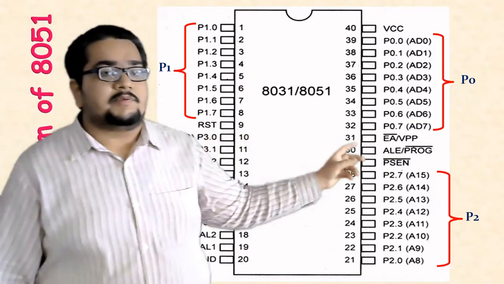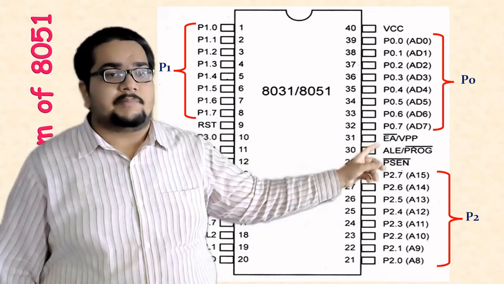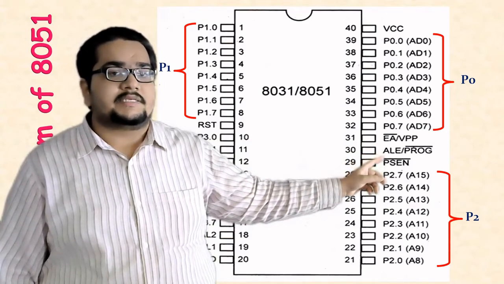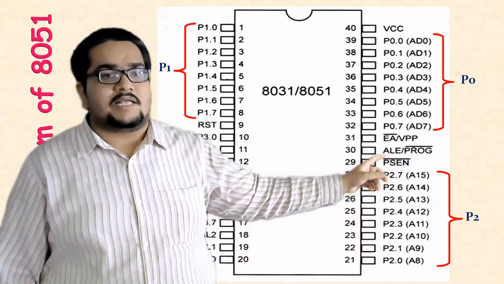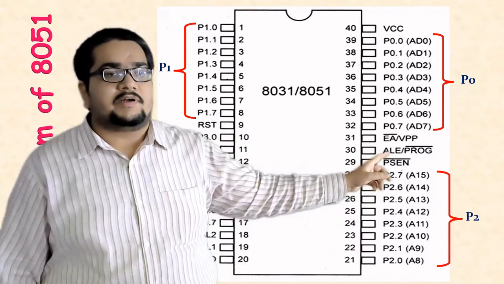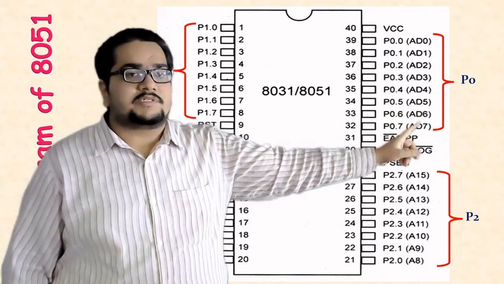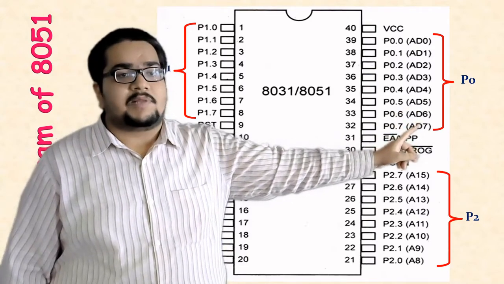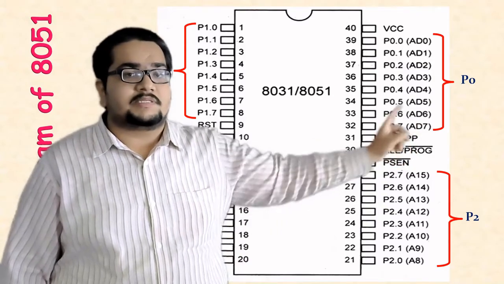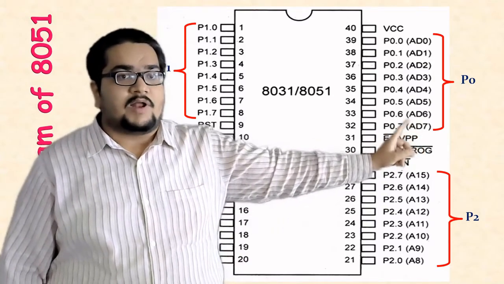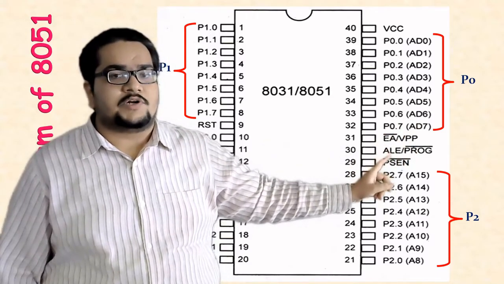And the last 3 pins are about external access. The EA bar signal will be there, and the ALE signal will be there. ALE is similar to the ALE of 8086. It is address latch enable. This is meant for demultiplexing the AD lines. AD lines have a dual function: they work on a time multiplexed basis as address lines and data lines. So ALE will be used for demultiplexing the address and data values on those particular lines. It is similar to what is there in the 8086.